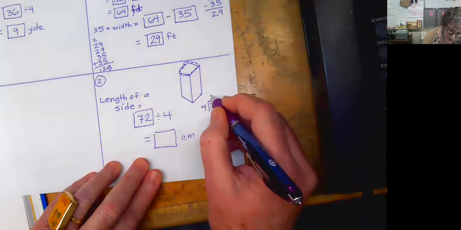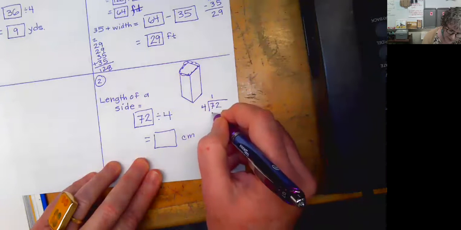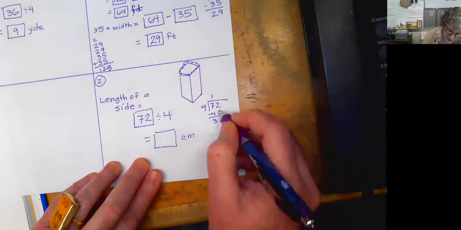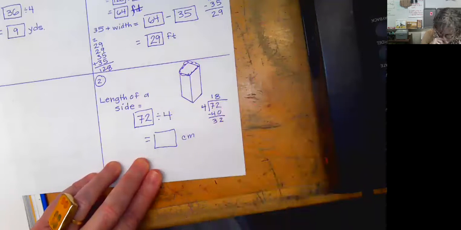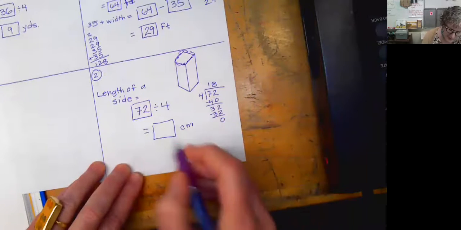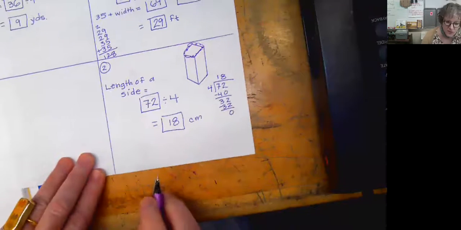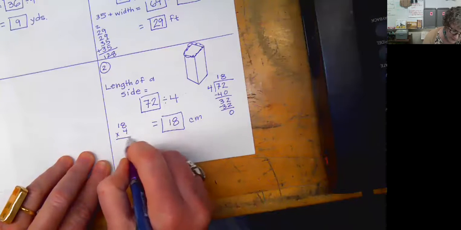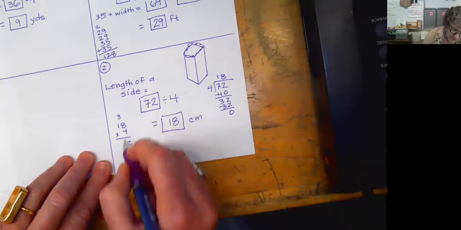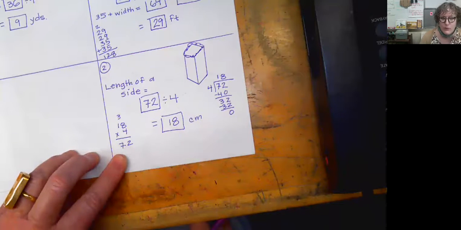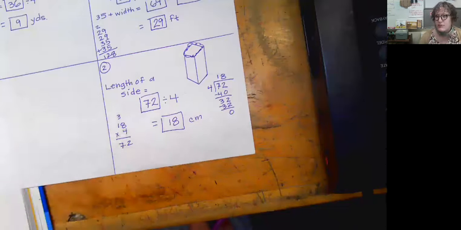4 will go into 7 one time. That's 4. We subtract and we get 32. And 4 times 8 is 32. So we know that 18 is the length of each side. And we can double check it by saying 18 times 4, right? Or we could say 18 plus 18 plus 18 plus 18 if you prefer to use repeated addition.